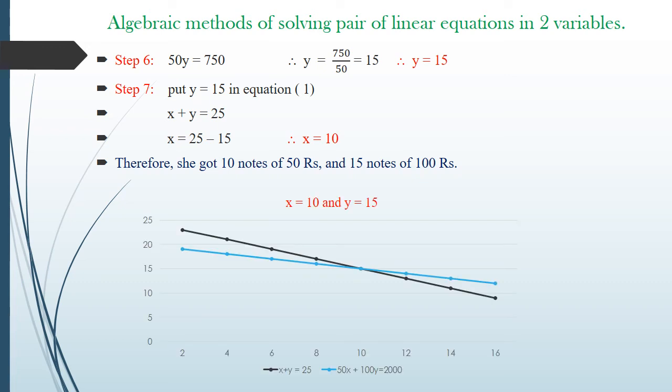So we have two equations, that is x plus y is equal to 25 and 50x plus 100y is equal to 2000. When we solve this graphically by considering different values of x and y, we get such a pattern wherein both the lines are going to meet at one particular point, that is x equal to 10 and y equal to 15, which means for one common solution of x equal to 10 and y equal to 15, both equations are going to get satisfied. Therefore the correct answer for these two equations is going to be x equal to 10 and y equal to 15.